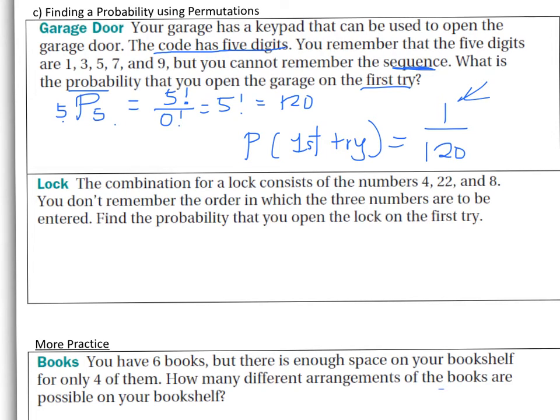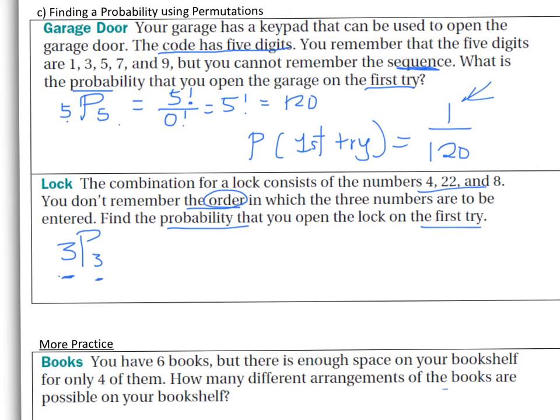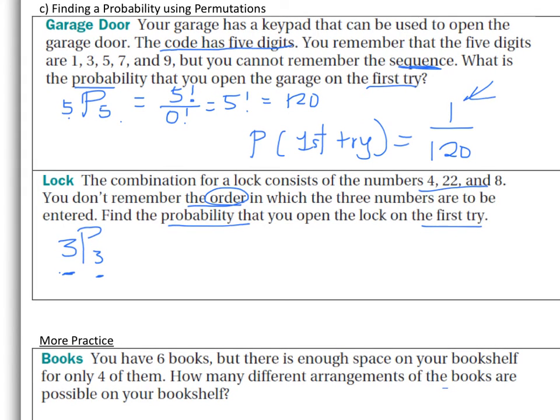And then here we have the lock. The combination for a lock consists of the numbers 4, 22, and 8. You don't remember the order in which the three numbers are to be entered. Again, order tells you permutations. Find the probability that you open the lock on the first try. So this is a very similar problem. Again, it's 3P3 because you're going to be choosing 3 numbers from 3 numbers. So 3 factorial, 6 ways. So the probability on the first try would just be 1 out of 6. There's only one chance of you getting it right out of 6 possibilities.